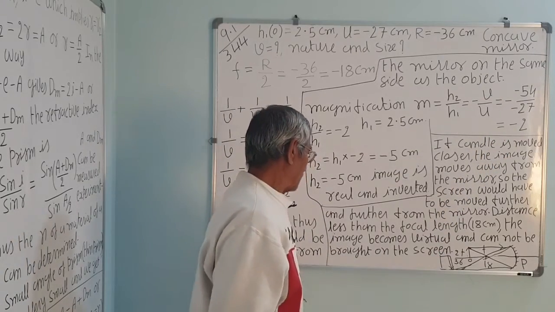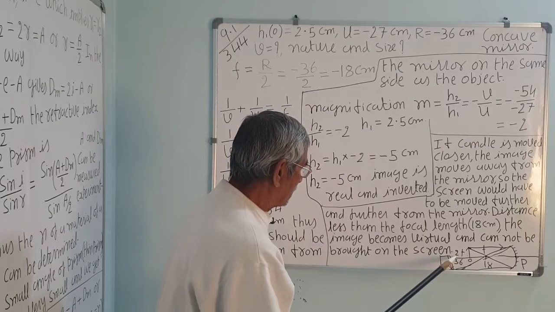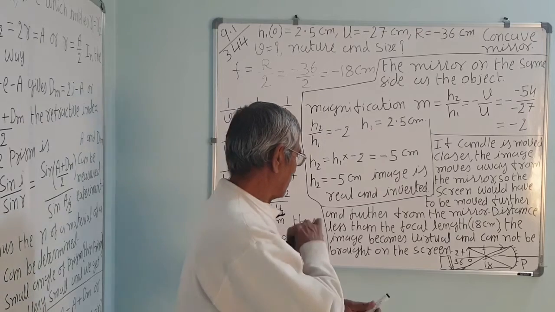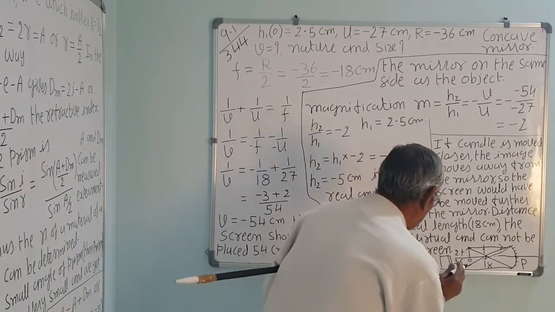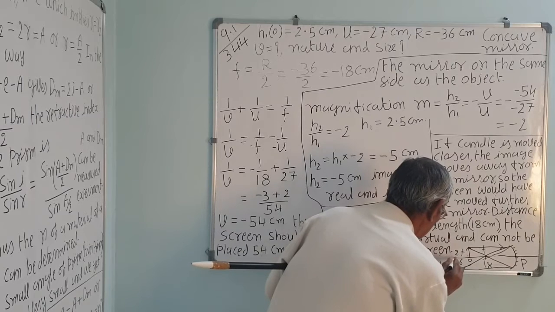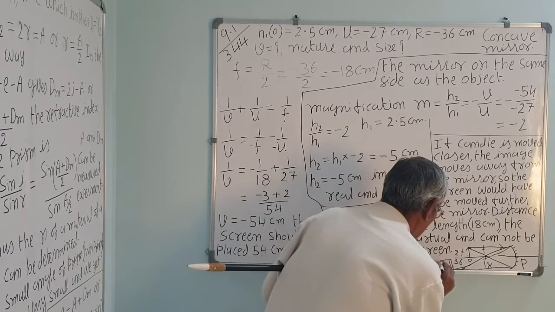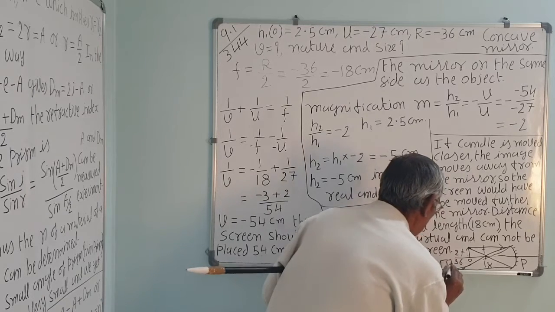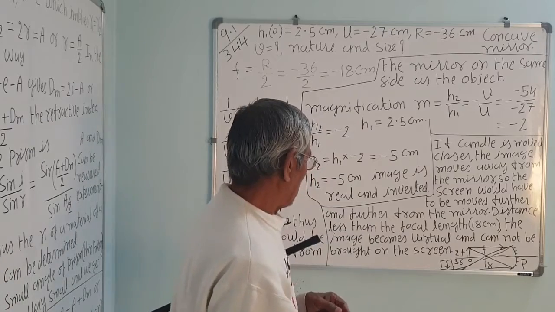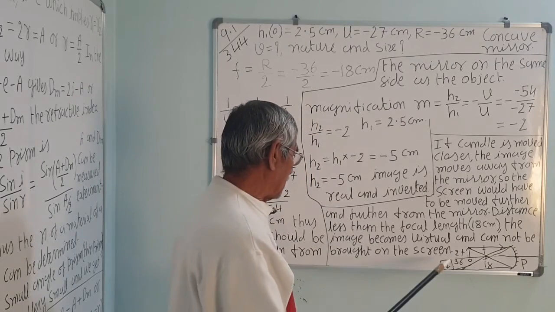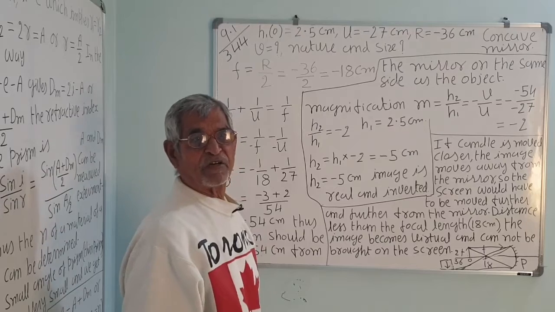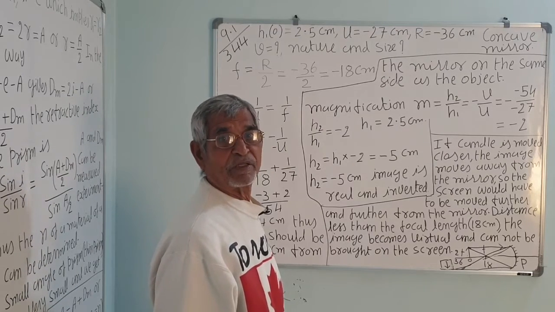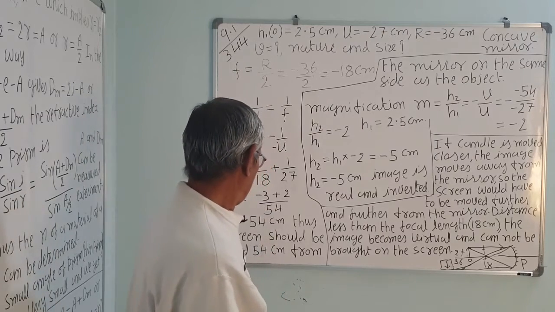The minus sign shows that it is a real image below the principal axis. Above the principal axis, they are taken as positive, correct. So, the image is below the principal axis. I can say, this is a screen, a white screen is used in the laboratory to obtain the clear inverted image. Remember, this is a real image, and real images are always inverted, and they can only be brought on the screen. Virtual or erect images cannot be brought on the screen, correct.